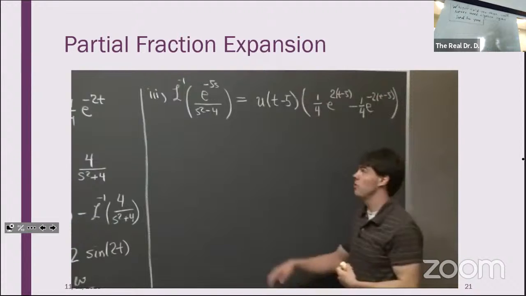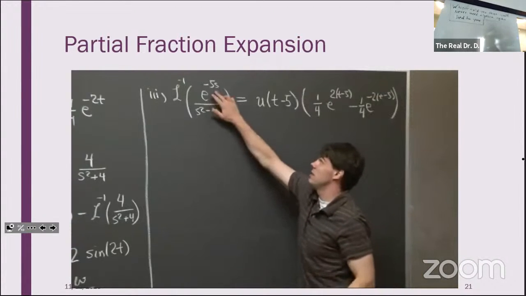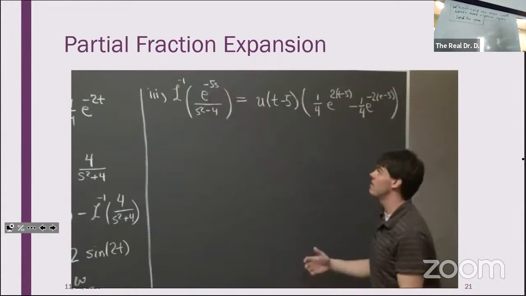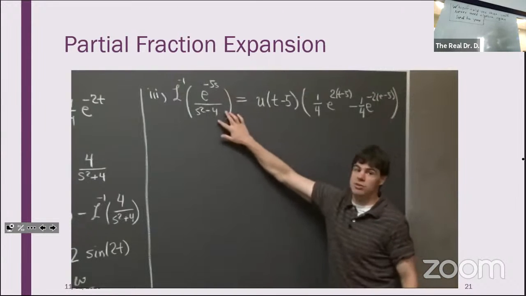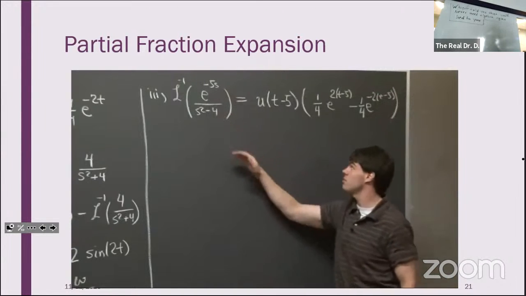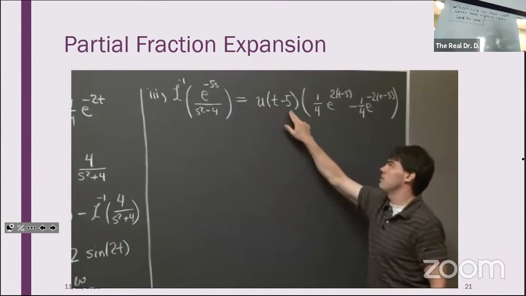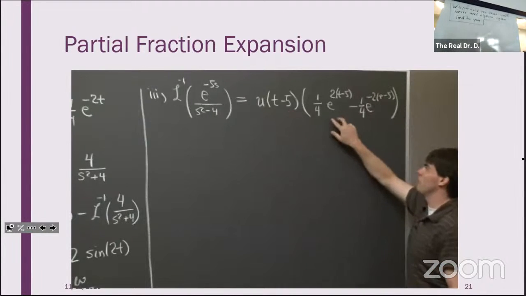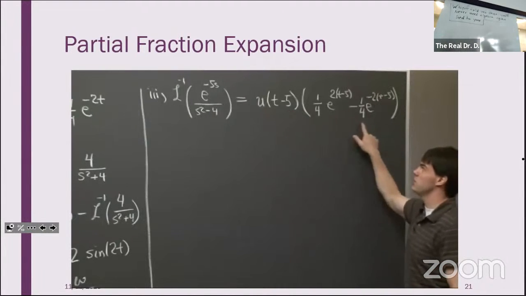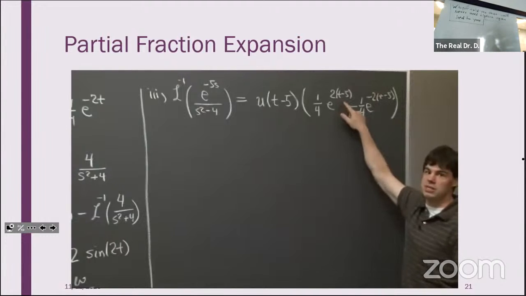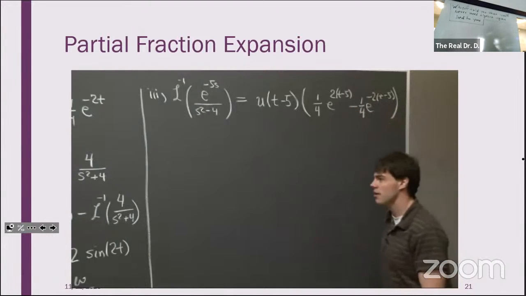So again, just to reiterate, when we have an exponential e to the minus, say, 5s, and we already know the inverse Laplace transform of everything else, we just multiply by the step function u of t minus 5, the same shift, and then wherever we see the t in the inverse Laplace transform, we just replace it with t minus 5 in this case.